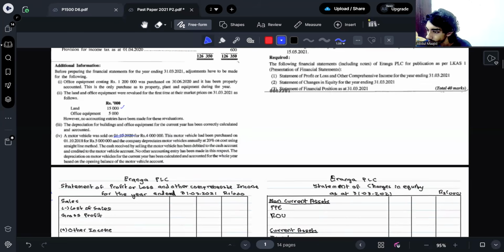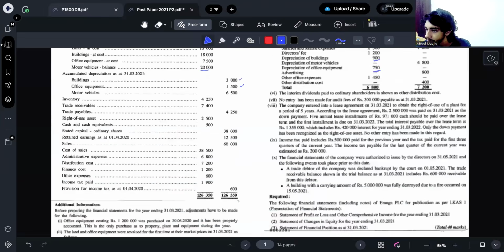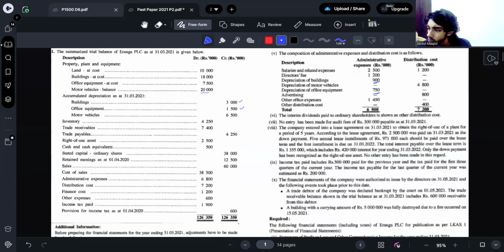24 million. Sorry about that. So then no other entry has been made. Now here they have calculated depreciation for this motor vehicle for the full year. We are not supposed to calculate for the full year. We are supposed to calculate until this date, 1st of October 2020. Okay, I'll show how to do that step by step.